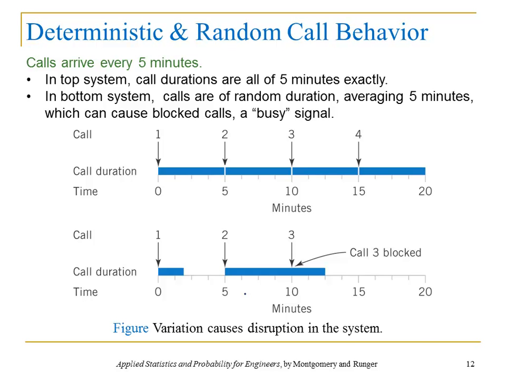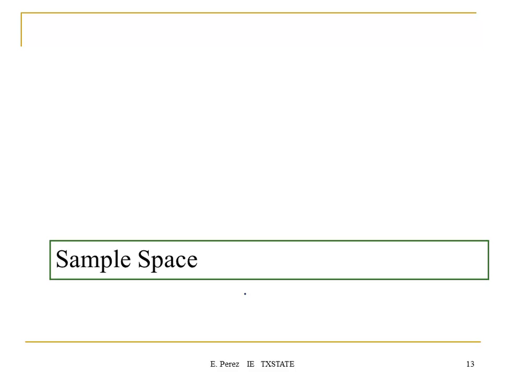The first call's duration is about 1.5 minutes. But the second call lasts more than 5 minutes. So when the third call arrives, it is blocked because you only have one line. And as the manager of such a system, you need to avoid such a situation. So you know that random events happen, and you need to take them into account when you're planning your system, so you can have your system operating in optimal conditions.